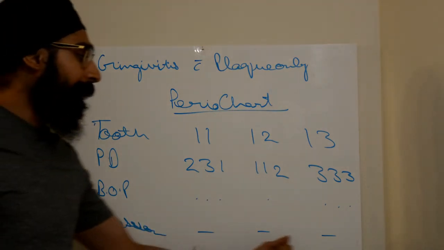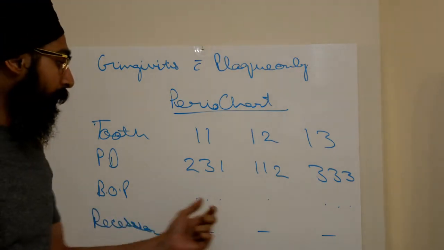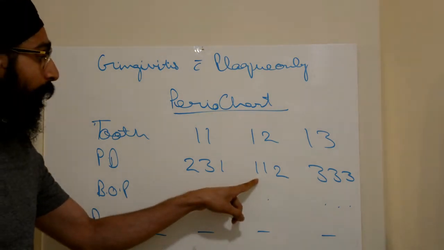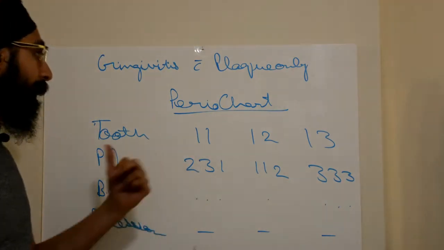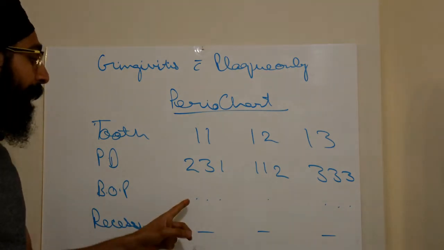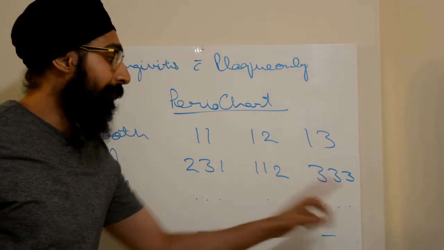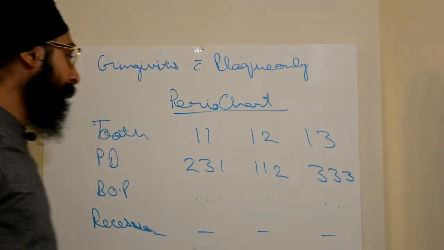There is no recession present. There is bleeding present almost everywhere. So out of 9 sites, 1, 2, 3, 4, 5, 6, 7, 8, 9, there are a total of 9 sites in this perio chart. The bleeding on probing is present at 1, 2, 3, 4, 5, 6, 7. So at 7 sites bleeding on probing is present.